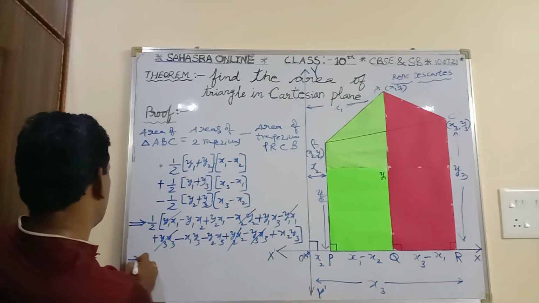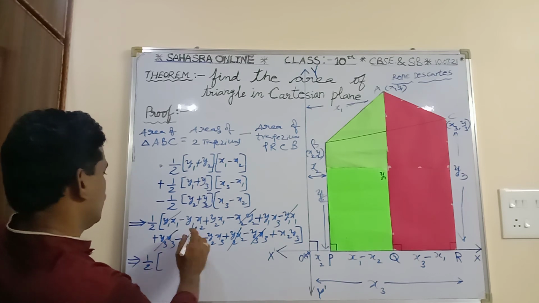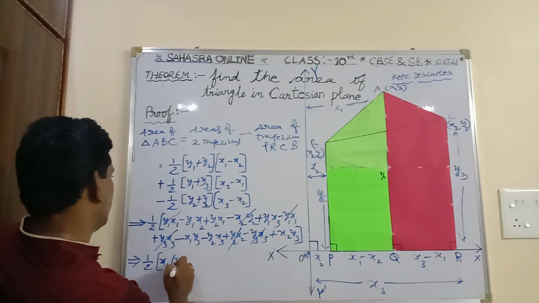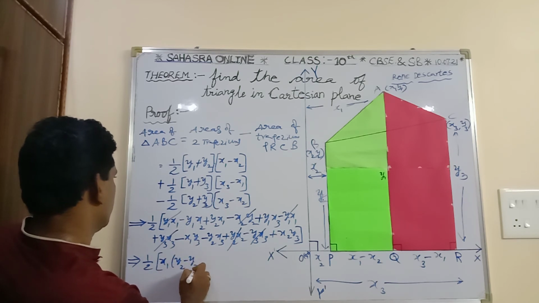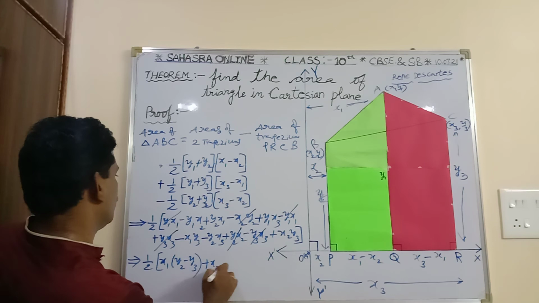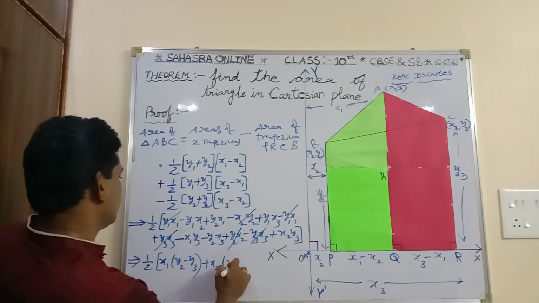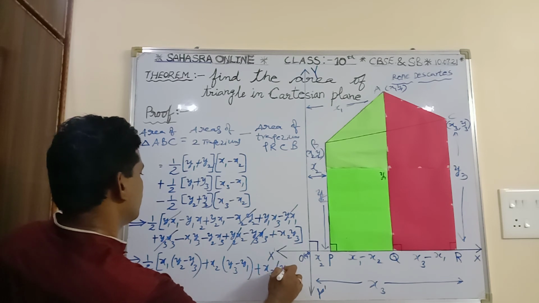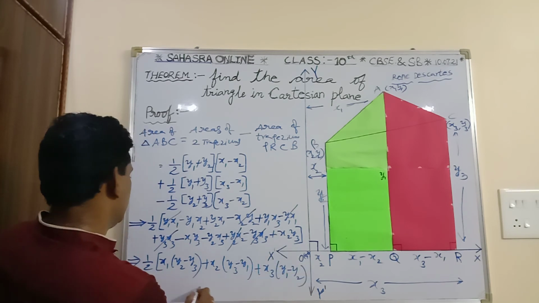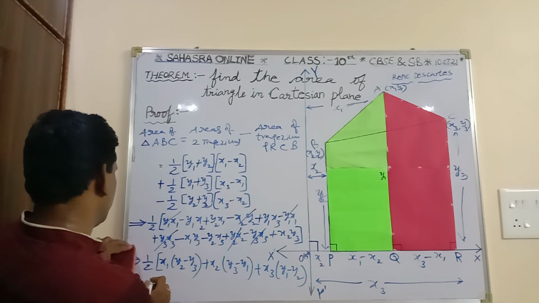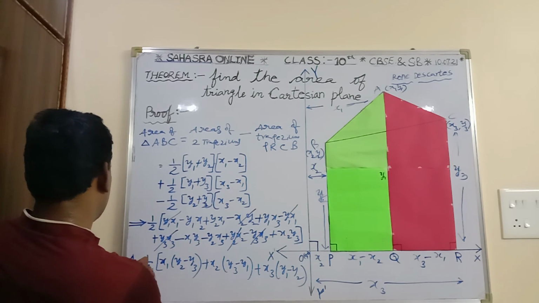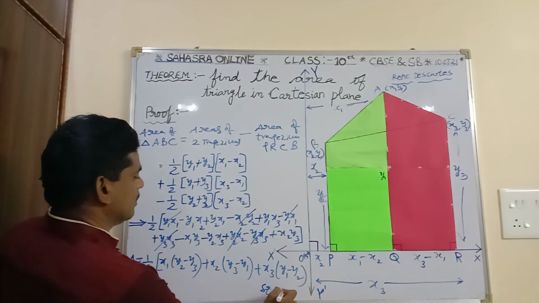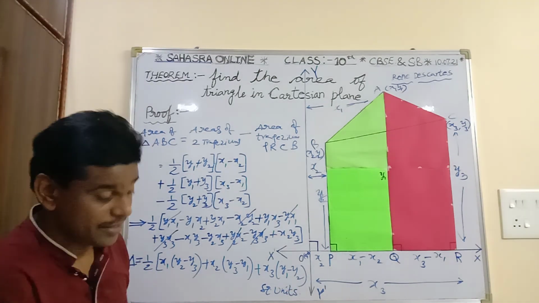So remaining half into x1 taken as common from first two terms, x1 into (y2 minus y3), plus x2 into (y3 minus y1), plus x3 into (y1 minus y2). This is the area of triangle. It is represented by delta. Delta equal to area of triangle. Should be measured in square units.